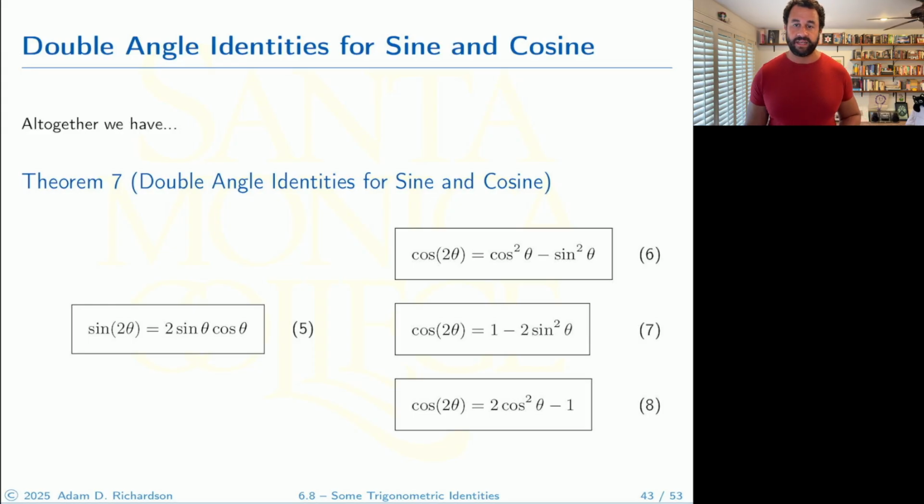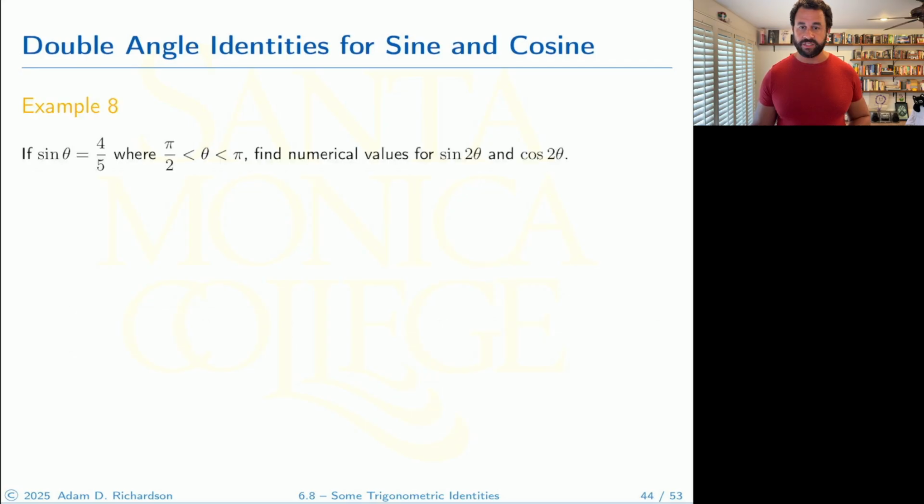And the Pythagorean identity, which you should also memorize. All right, let's use it to do something like this. So let's say we know that sine of theta equals 4/5, where the angle theta is in the second quadrant. Find numerical values for sine of 2 theta and cosine of 2 theta.